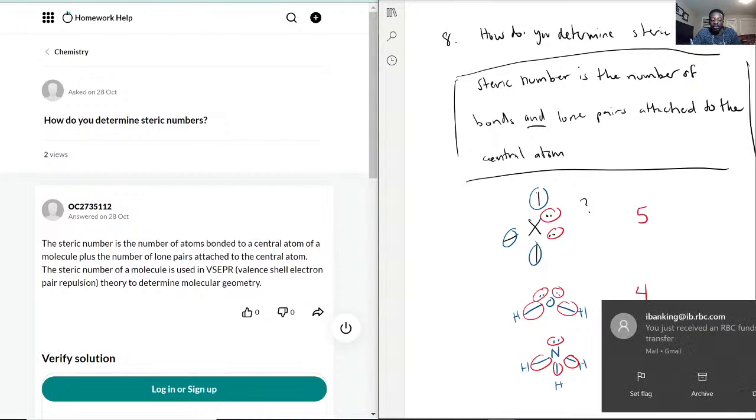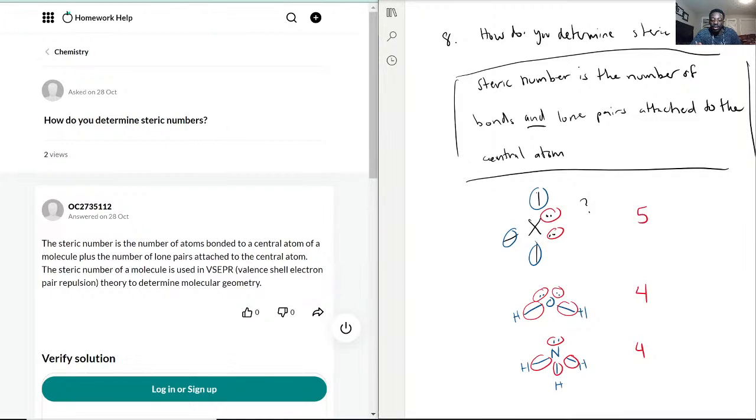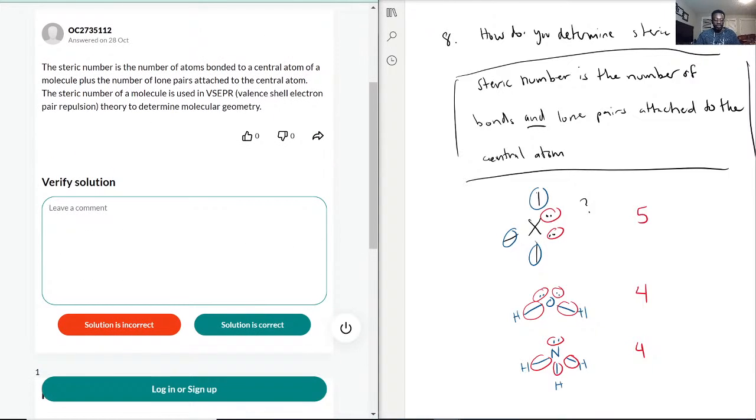But yeah, count the number of bonds, and then count the number of lone pairs, add them together. That is your steric number. And if you notice that you're not getting 4 for most things, you should be wary, because that should be typically what you should be erring towards, unless the whole worksheet is just about really rare cases. Okay, this is correct.